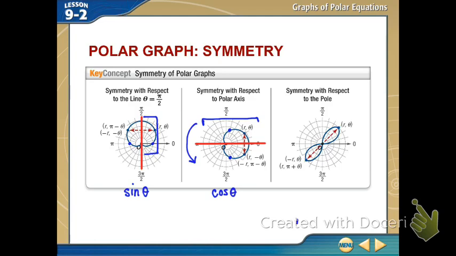There's also symmetry with respect to the pole, right? The pole is another name for the origin in a polar graph. We're not going to be spending a lot of time looking at symmetry about the pole because we won't be studying these particular types of graphs, these lemniscates, in this unit.